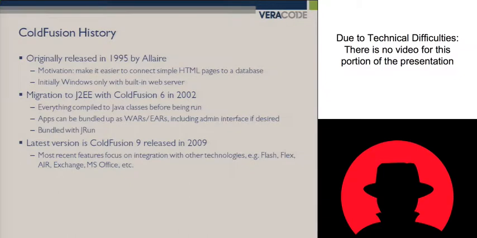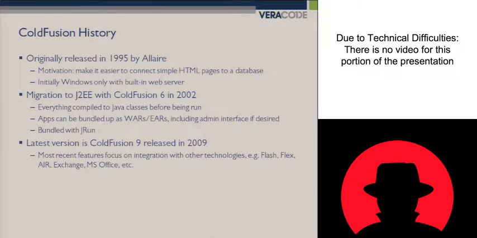Fast forward 7 years to ColdFusion 6 in 2002, and what they did here is they transitioned from a custom web server and custom everything to J2EE. So J2EE was becoming popular around this time, and they said, well, let's make ColdFusion J2EE compliant, and that way you could write an application and you could deploy it anywhere, whether it's WebLogic or WebSphere or ATG Dynamo at the time, or whatever the J2EE server was, and so it makes it a little bit more portable to different servers.